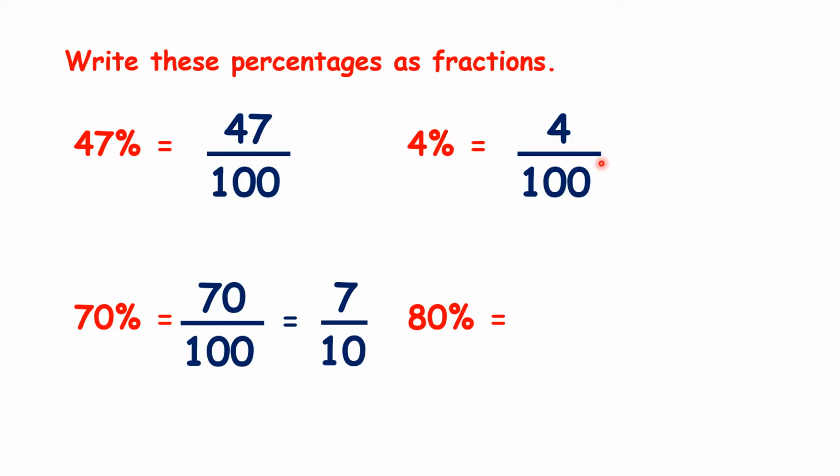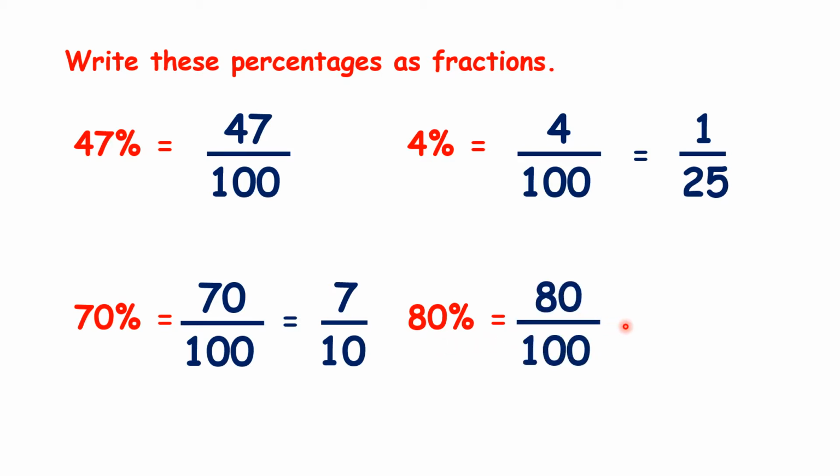Here we have 4 hundredths, which we can simplify by dividing by 4 to get 1/25th. And 80% is 80 over 100, but we can simplify that to 8 tenths, and we could simplify that to 4/5.